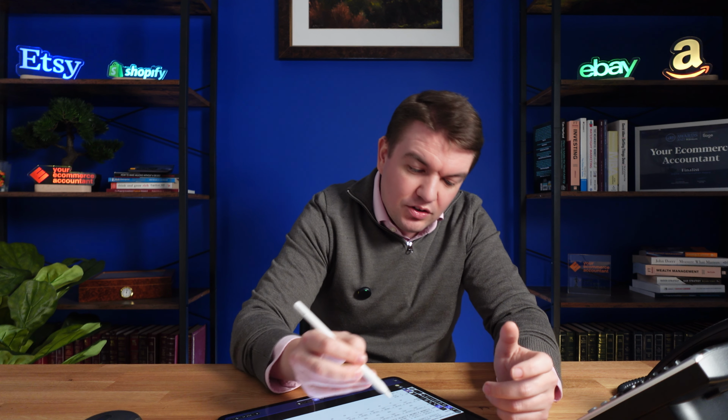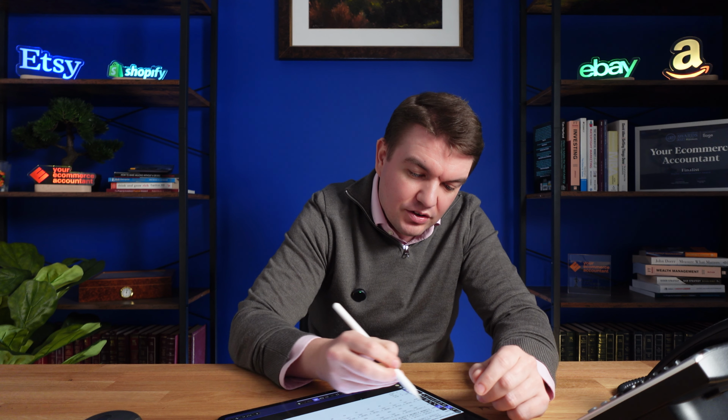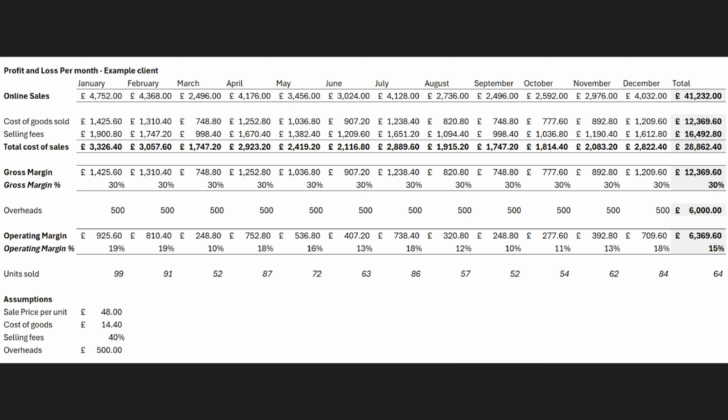So again, when we recalculate this, and this person obviously calculated their landed cost per SKU and did it correctly, because you can now see that they've got 99 units at £14.40. This is the same example as before. And you can see now, okay, they've got a cost of goods sold of £14,025. And you can see here they're making a consistent margin of 30%. And that means they can cover their overheads quite consistently.